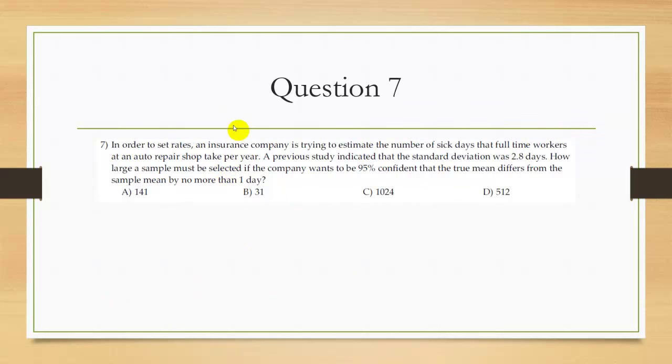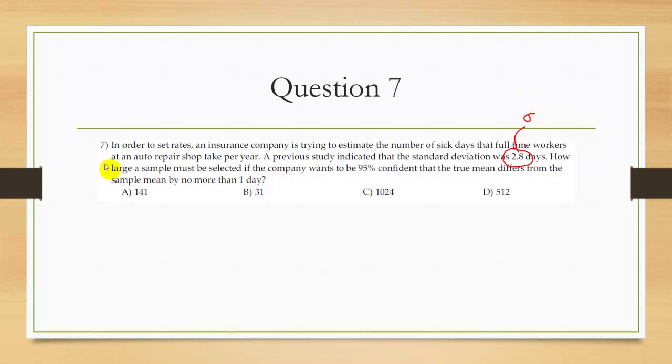All right, for number 7, in order to set rates, an insurance company is trying to estimate the number of sick days that full-time workers at an auto repair shop take each year. A previous study indicates that the standard deviation was 2.8. So this is from a previous study, not our sample. So that's a sigma.